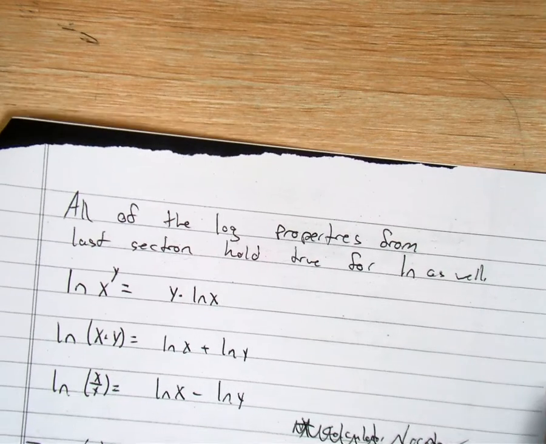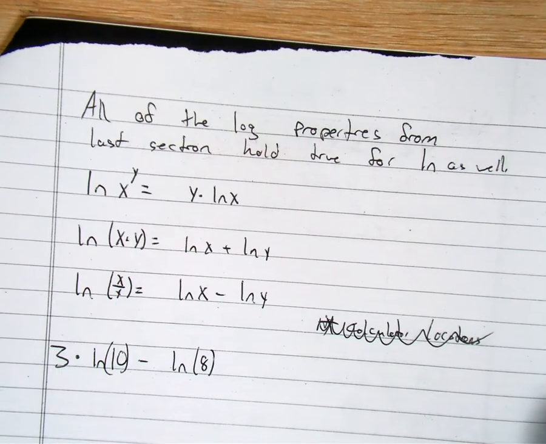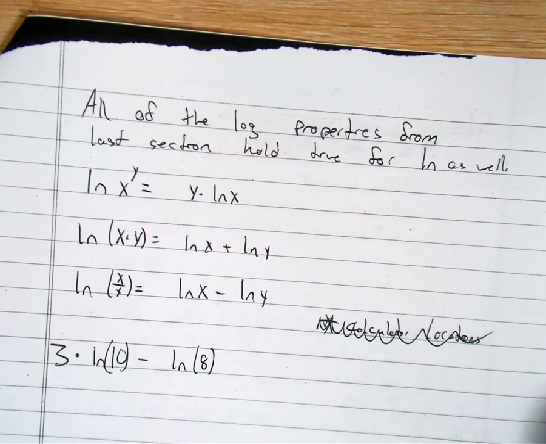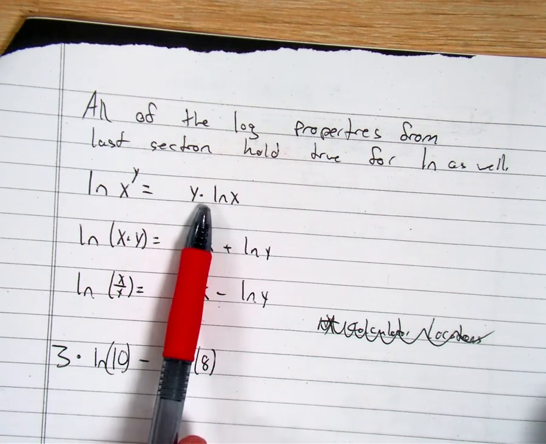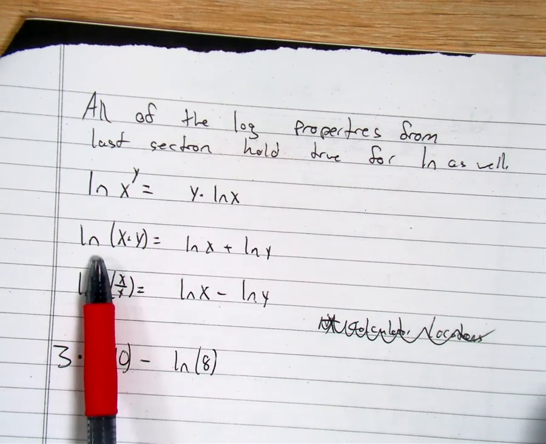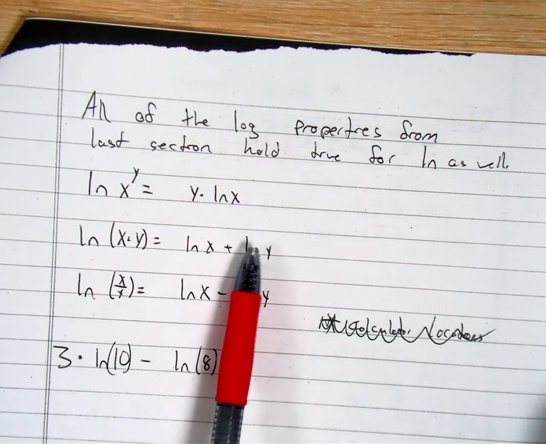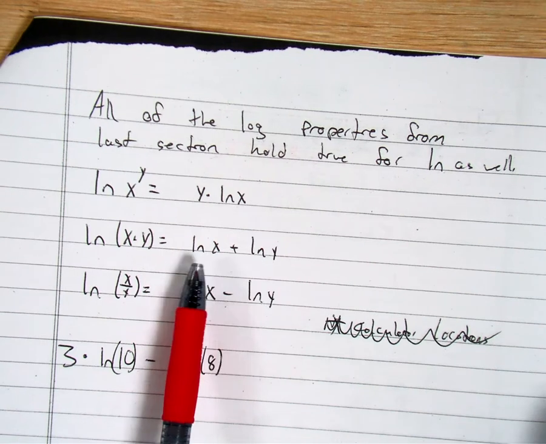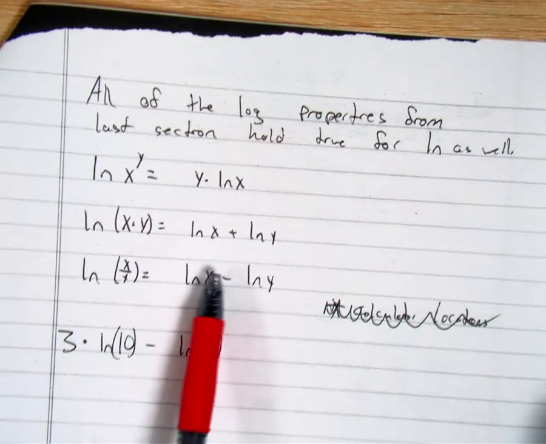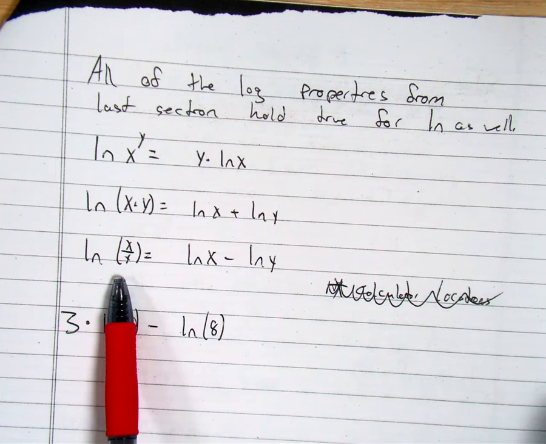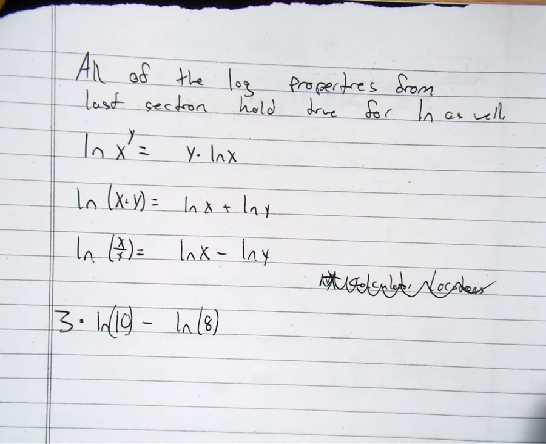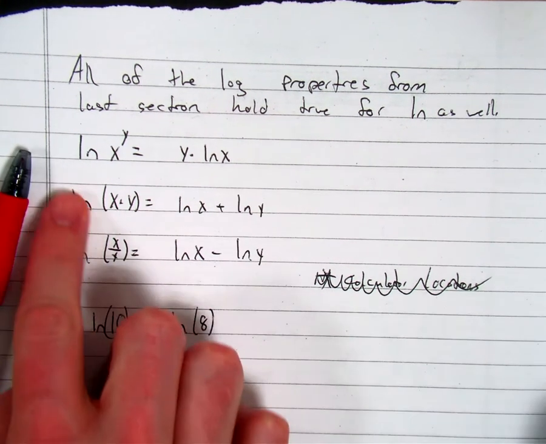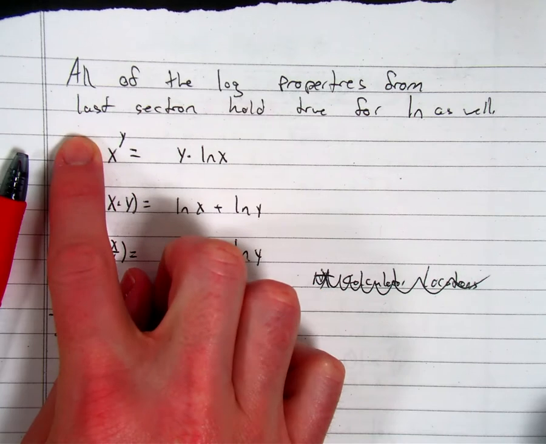All the log properties from our previous sections will still hold true for natural log as well. So if I have natural log of x to the y power, I can bring that y down in front with the power property. If I have natural log of x times y, I can separate those out into two individual logs that are being added together. And if I have natural log of x divided by y, I can separate those out into two natural logs that are being subtracted. And these can all go in reverse too. It doesn't have to be this going to this. We could have this going to here.